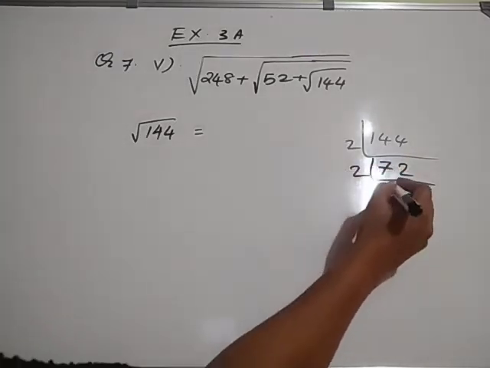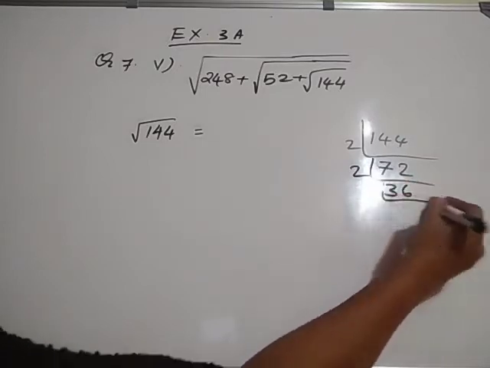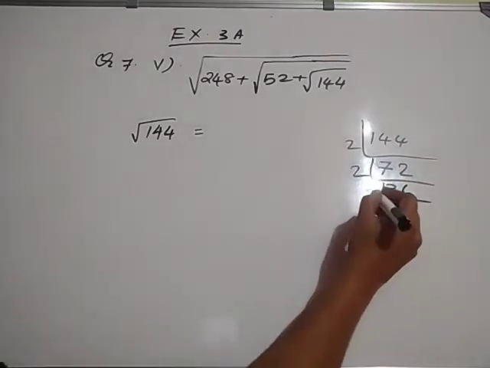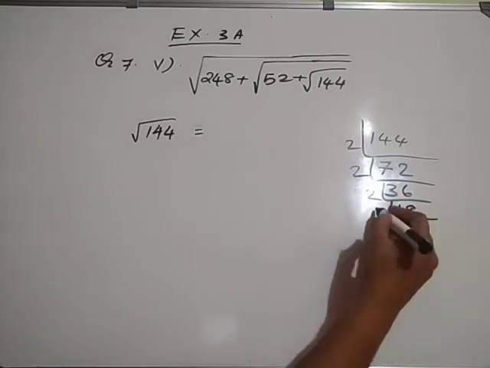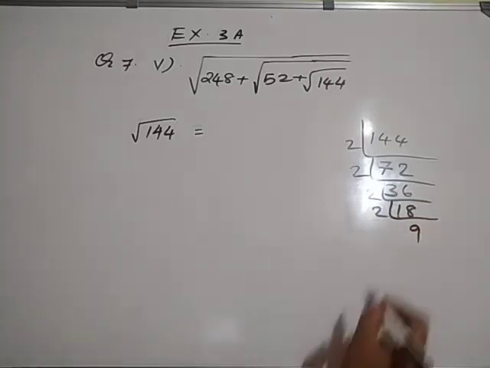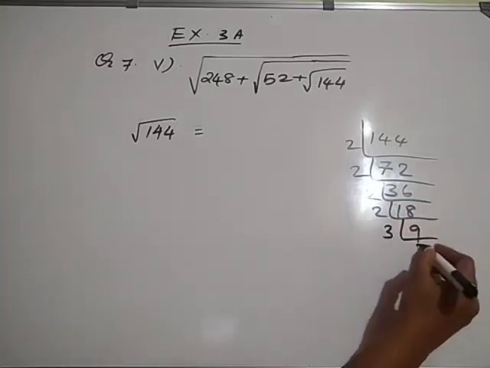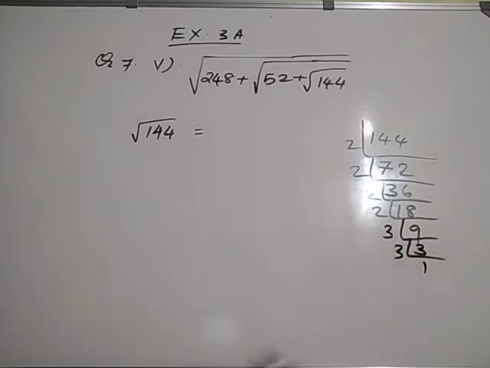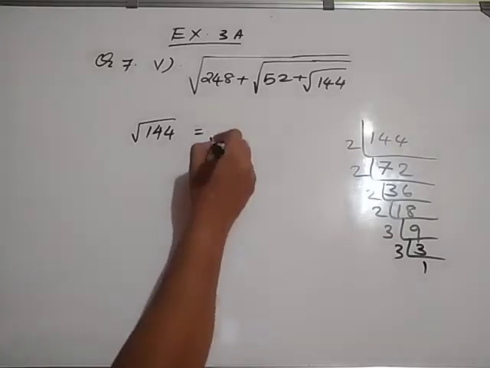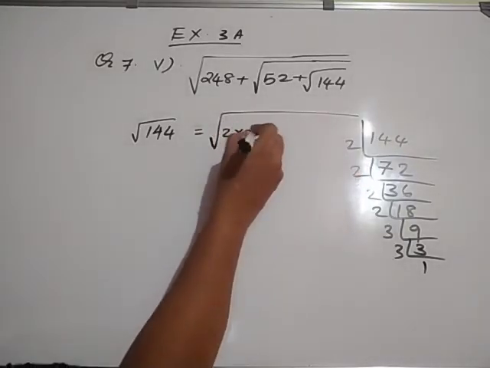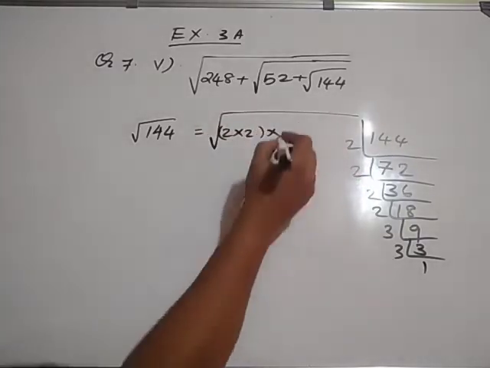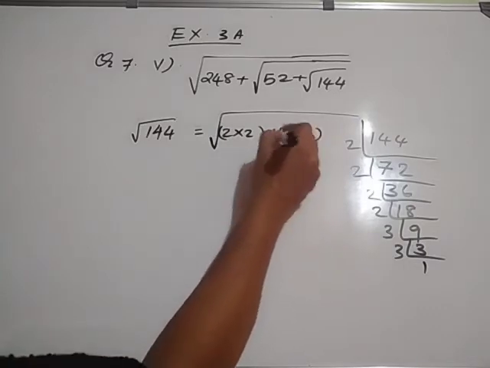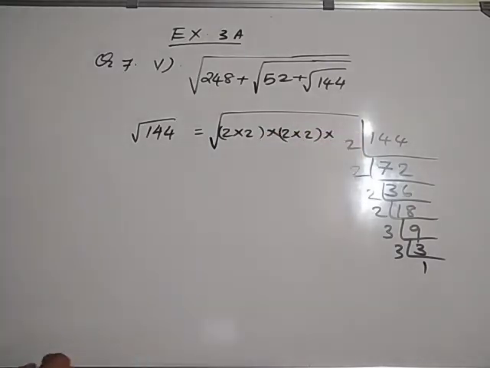Again divisible by 2, 36. Again divisible by 2, 18. 2, 9. Now the 9 is divisible by 3 only. So 3 3s are 9. 3 is divisible by 3, 1. So the prime factors are 2 into 2 into 2 into 2 into 3 into 3.